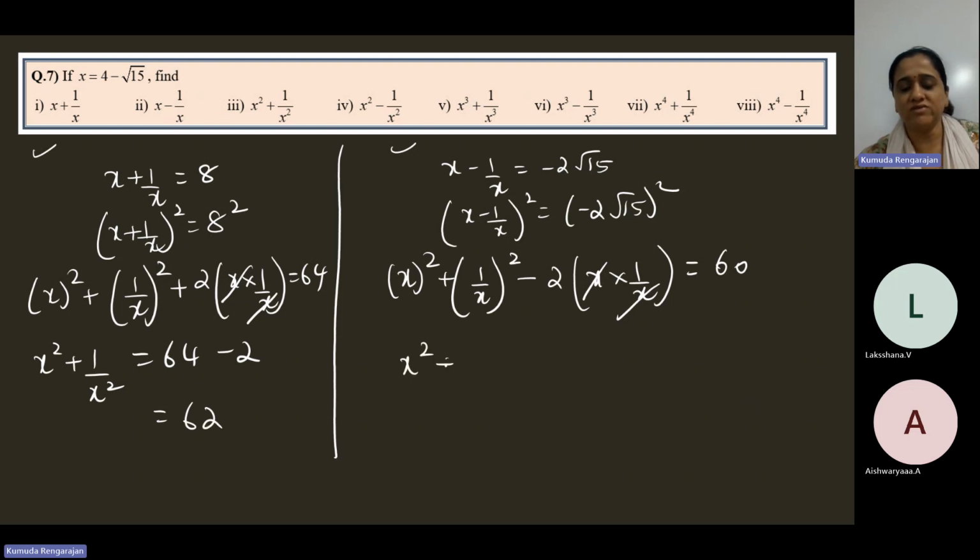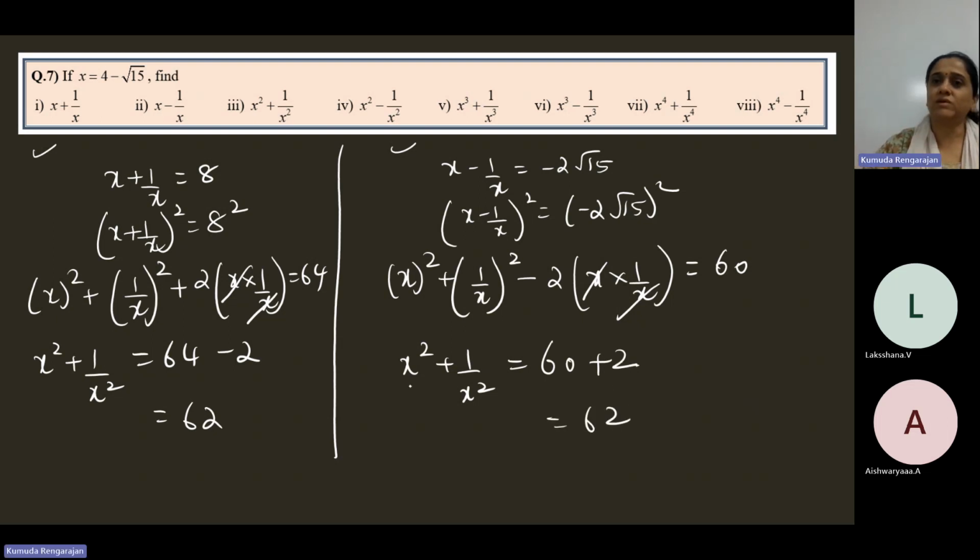Here, x squared plus 1 by x squared, minus 2 into 1, minus 2. Minus 2 it is, right? On the other side, it will become plus 2. 60 plus 2, 62. So the value of x squared plus 1 by x squared is 62. So you can find the value of x squared plus 1 by x squared by squaring this equation on both the sides or this equation on both the sides. You can square x plus 1 by x is equal to 8 or x minus 1 by x is equal to minus 2 root 15. All right?